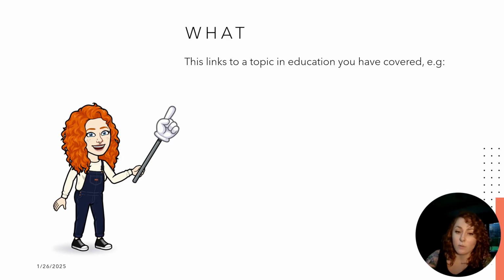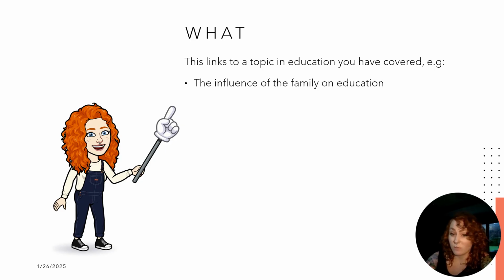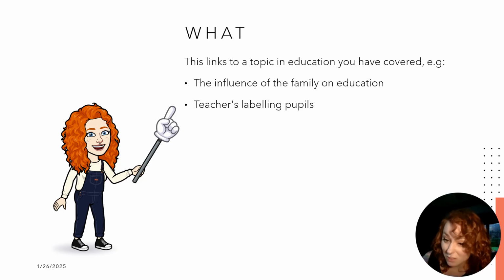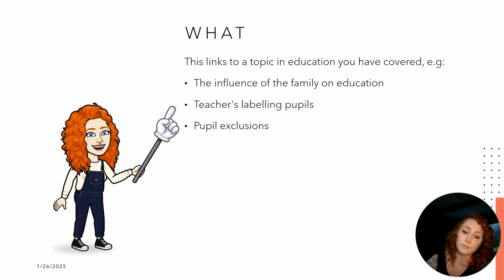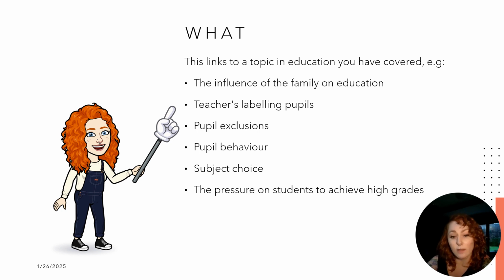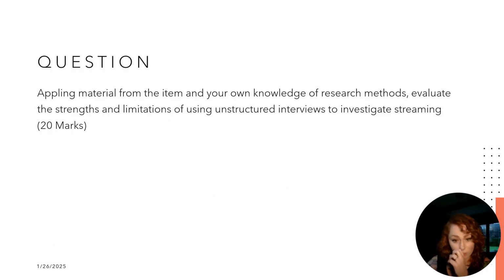The other part of the context then is the what, and this tends to link to a topic in education that you've covered in the educational model. So these ones are examples from previous papers. So the influence of family and education. So like I said before, you can link that back to what you've learned in social class and ethnicity. Teachers labelling pupils. Again, there's some social class, gender, ethnicity in there. Also your interactionism. Pupil exclusions, pupil behaviour, subject choice, and pressure on students to achieve high grades are all examples of topics. And you'll be able to talk specifically about why certain participants may feel uncomfortable about talking about those issues, or why there may be some issues in terms of validity and truthfulness and all those kind of things.